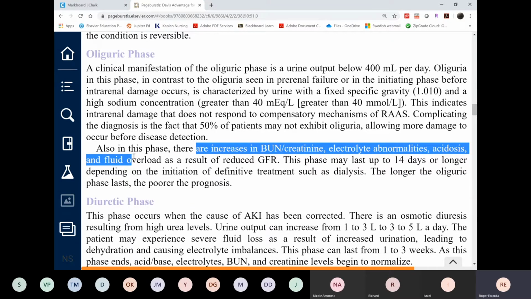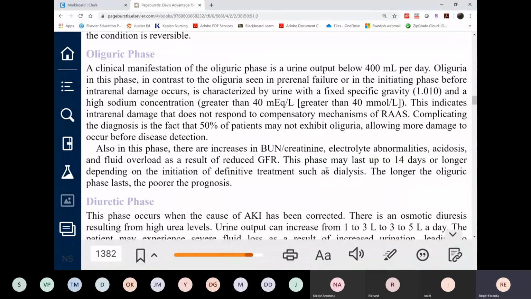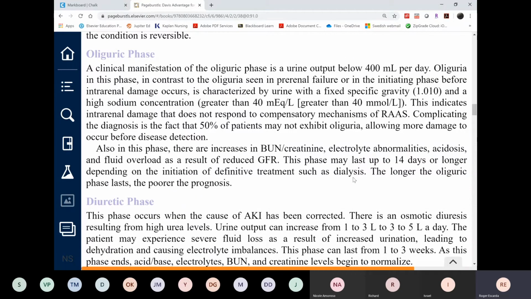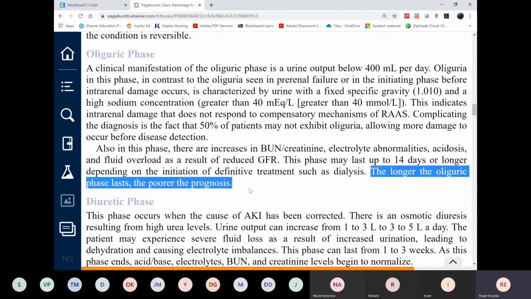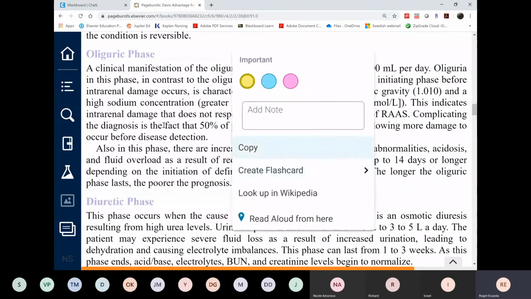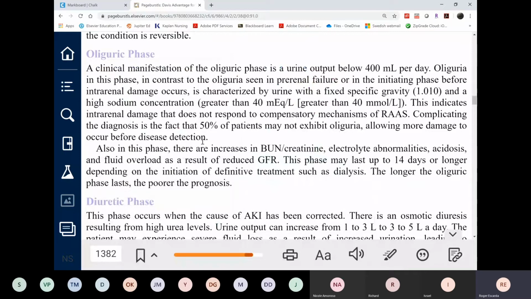And then we also mentioned that the function of the kidney is also fluid regulation, right? So they go into fluid overload, therefore the blood pressure also rises. So this phase can vary. If we get to the patient sooner, hopefully we didn't expose them longer, because the longer the oliguric phase lasts, the poorer the prognosis. They will be unable to progress to the next stage, because the next stage is near recovery.